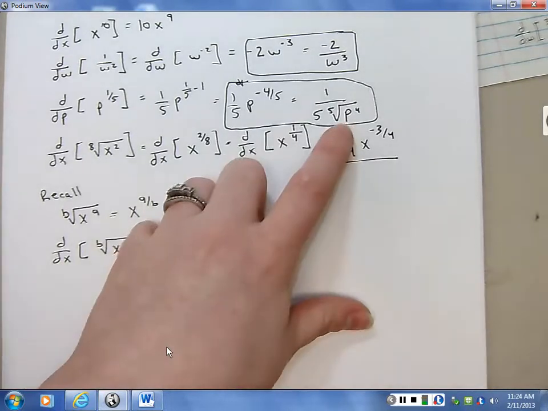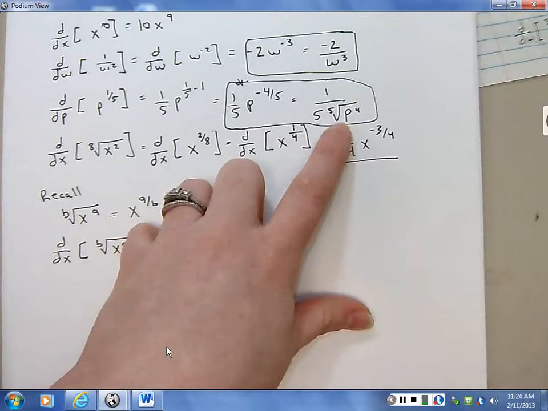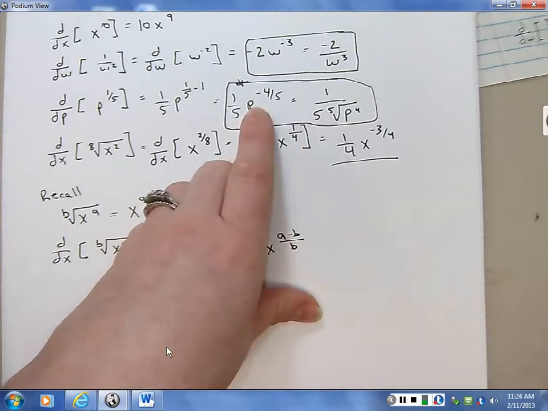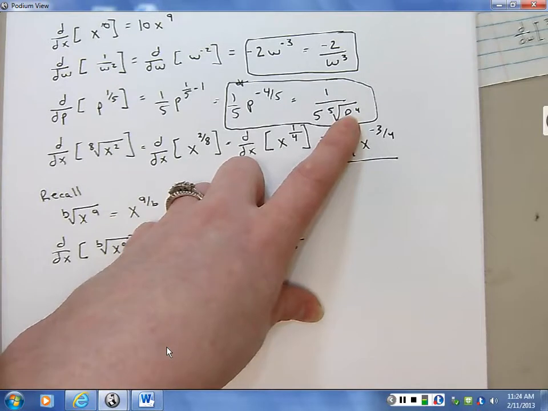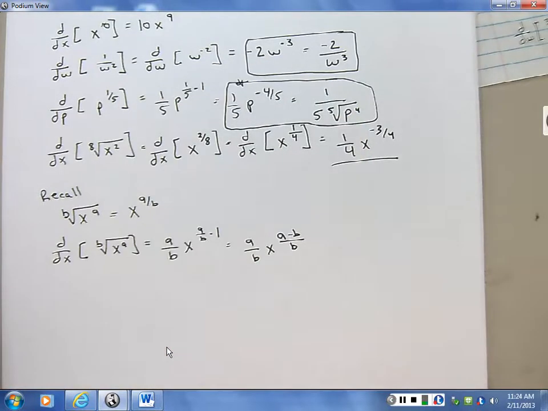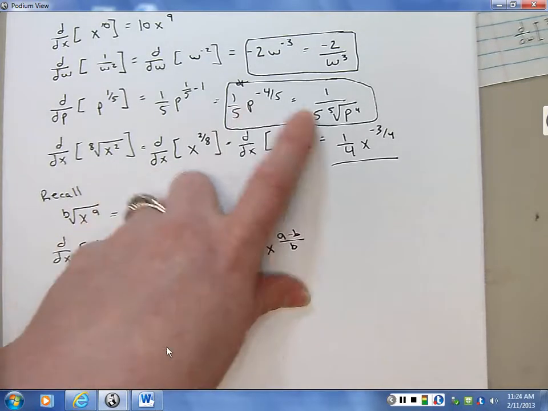Writing it like this might help simplify it. You can plug in your calculator, if they ask you to plug in 2, then you take the 5th root of 2 to the 4th. It might actually end up being something like 2. But this is fine, and this is also equivalent.